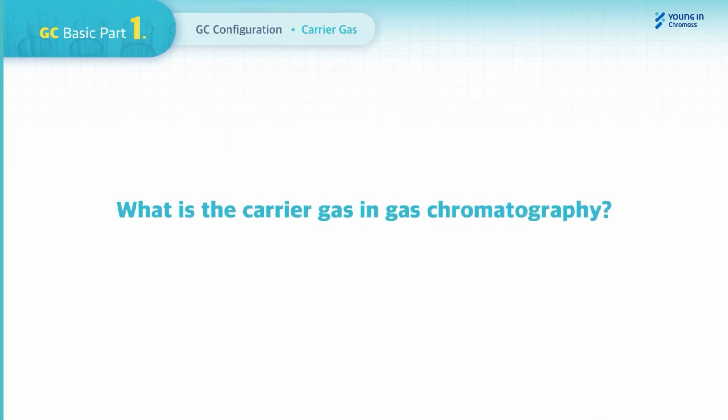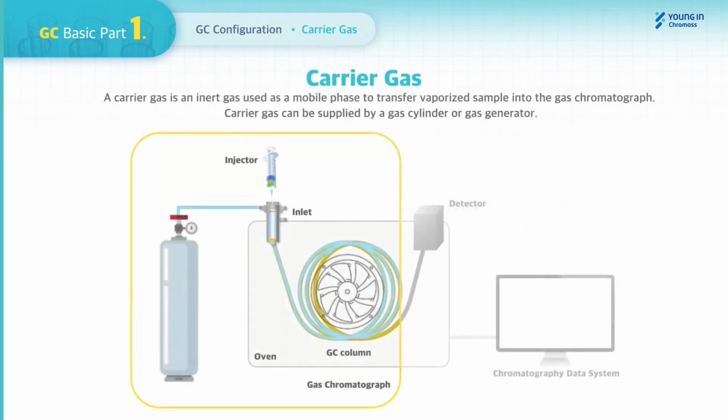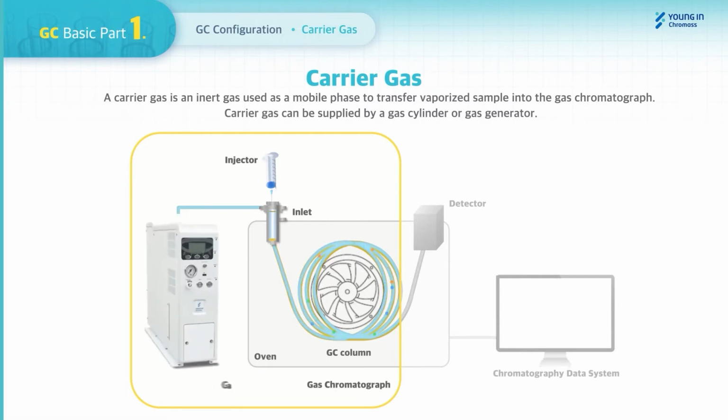Let's look into GC carrier gas in detail. What is the carrier gas in gas chromatography? The carrier gas is an inert gas used as a mobile phase to transport the vaporized sample into the column. Carrier gas can be supplied by a gas cylinder or a gas generator.